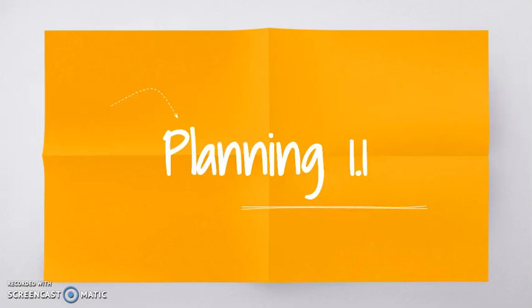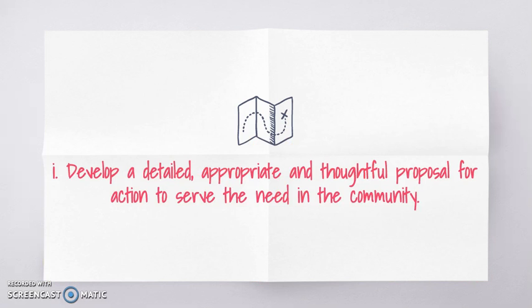Planning 1.1. Within Planning 1.1, you developed a detailed, appropriate and thoughtful proposal for action to serve the need in the community. This is where your community project goal becomes an actual proposal for action.